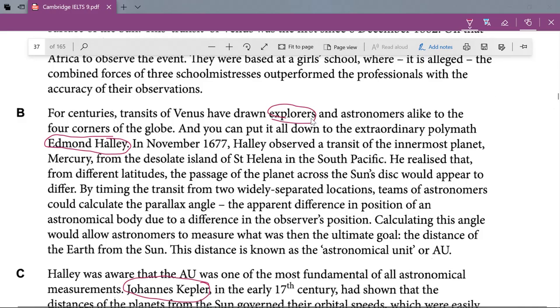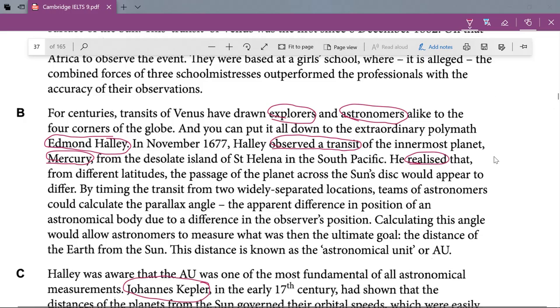the globe. Okay, so they are traveling here and there. Who are these people? These are explorers and astronomers. These transits have made them travel here and there. And you can put it down to the extraordinary polymath Edmund Hillary. Okay, what has he done? Hillary observed a transit. Okay, he observed the transit of the innermost planet Mercury. All right. From the desolate island of this place and this place, he realized that from a different latitude, the passage of the planet across the sun's disk, he realized something.